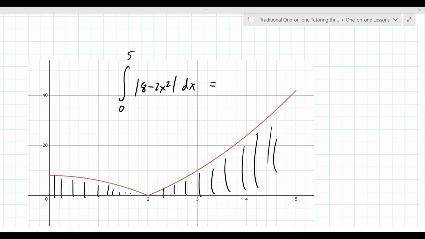Okay, so I'm going to do that for you off to the side here. So this ends up being 194 divided by 3.